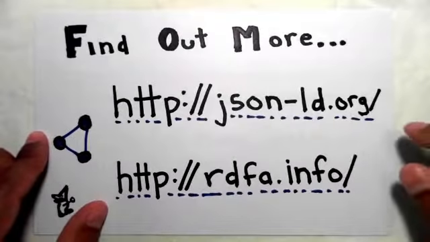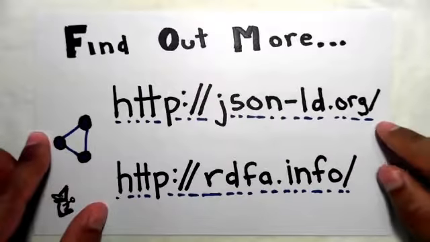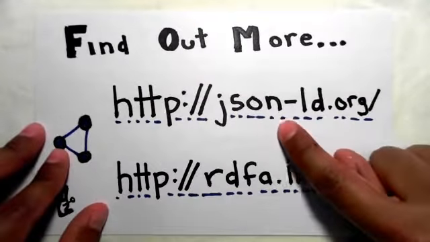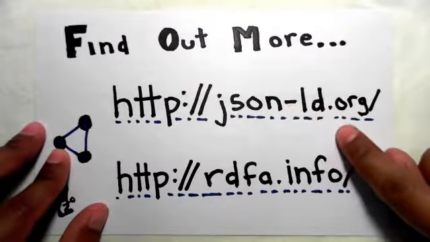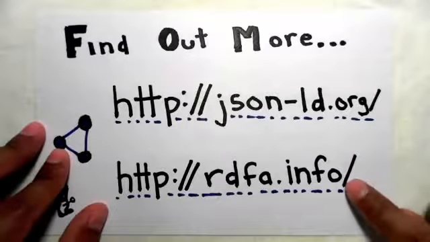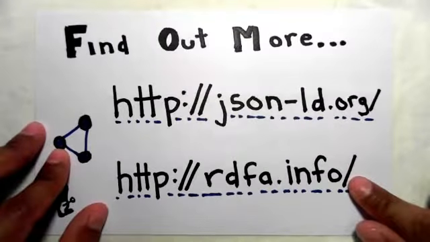Now, if you want to find out more about linked data, there are two websites that are pretty good that you can go to. The first one is json-ld.org. So this is a format for linked data on the web. And the other one is rdfa.info. Both of these websites have resources for finding out a bit more about linked data and how it's used and created on the web.